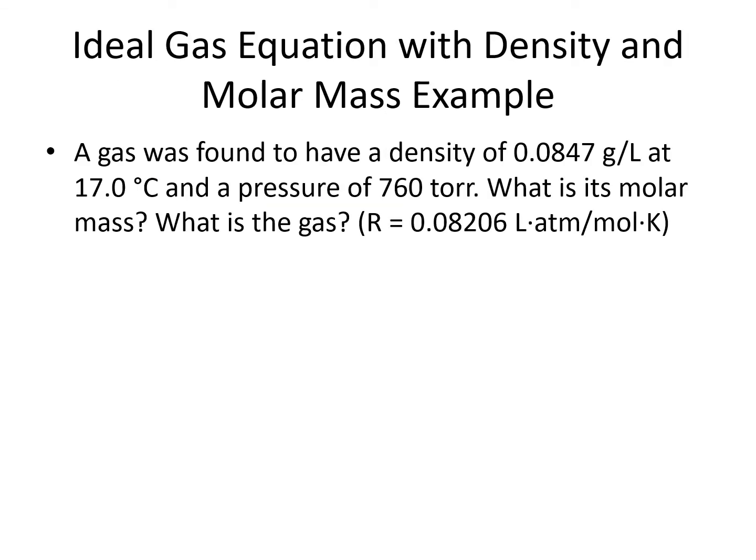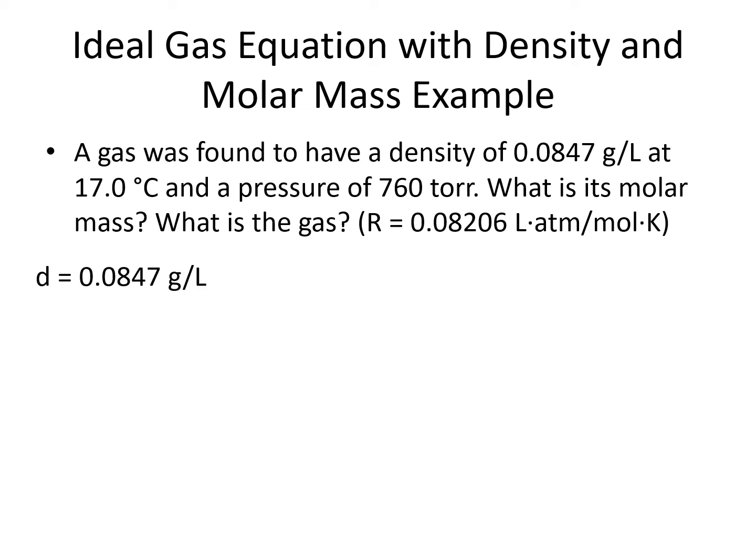Here's an example using the modified ideal gas equation. We have a gas that was found to have a density of 0.0847 grams per liter at 17 degrees Celsius and a pressure of 760 torr. We want to find the molar mass of that gas, and based on its molar mass, we can identify the gas. We want to make sure our units are correct before plugging them into the equation.